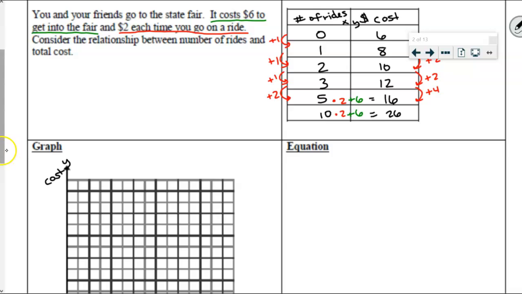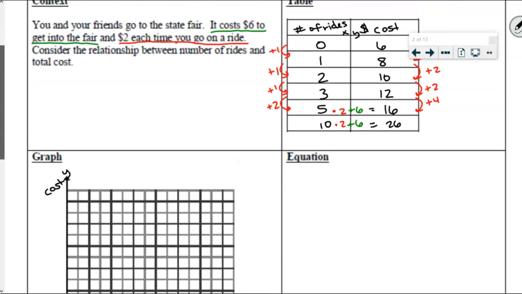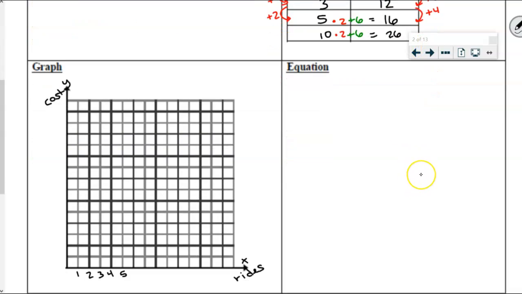We need to figure out the best way to scale our graph. I feel like for the most part, for many of these problems, it's okay on our x-axis to count by ones. And it makes sense for the situation. We could ride 1 ride or 2 rides or 3 rides, etc. That makes sense. What is the best scale? There's multiple scales that we could use, but what is a best scale to use for the cost? Looking at the values that we have, understanding the situation, what do you think is going to be best?